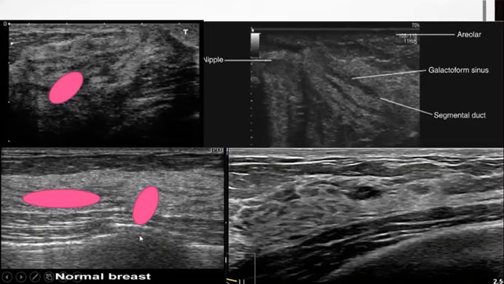While this, we consider as non-parallel or vertically oriented, because its long axis is vertical or obliquely oriented toward the skin. But when we come to the nipple area, due to the orientation of the ducts, obliquely oriented lesions are considered parallel. We do not consider them non-parallel lesions. Okay.